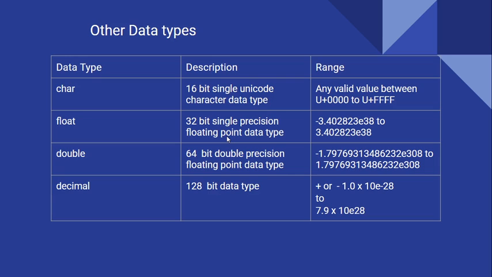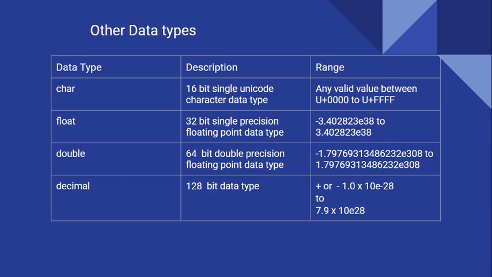The other data types like char, which is a 16-bit single Unicode character data type, can store any value in this range. Float, which is a 32-bit single precision floating point data type, can store values between these. Similarly, double, which is a 64-bit double precision floating point data type, can store this much, and decimal, which is the highest, a 128-bit data type, can store this much. So this is the difference between signed and unsigned.